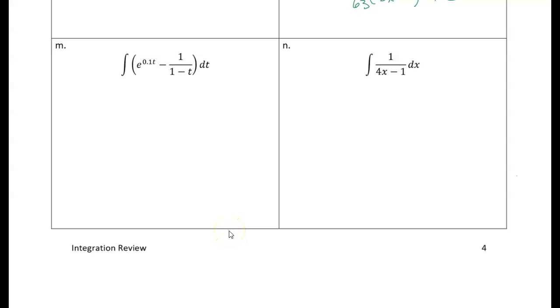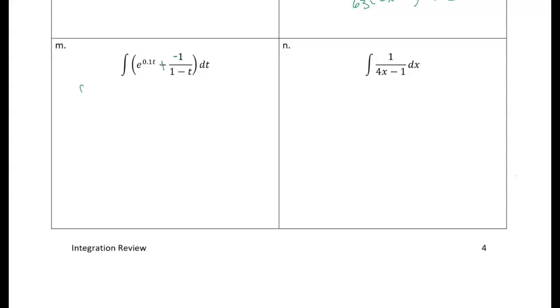All right, so we have another integral, but this one is a difference of two functions. If you remember, the integral of a difference is the difference of the integrals, or the integral of a sum is the sum of the integrals. So what I'm going to do first is change this into a plus and make this a minus. And then I can just integrate each one separately.